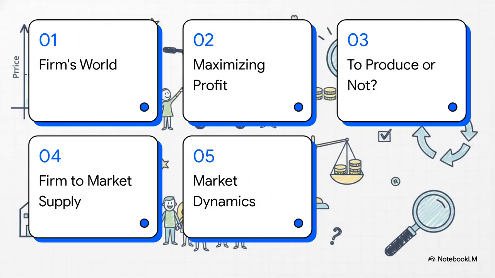So here's our game plan. First, we'll get the lay of the land in the competitive firm's world. Then we'll get to the heart of it all, maximizing profit. After that, we'll tackle the tough calls in to produce or not. From there, we'll zoom out and go from firm to market supply, and finally, we'll see how it all works in motion with market dynamics over time.